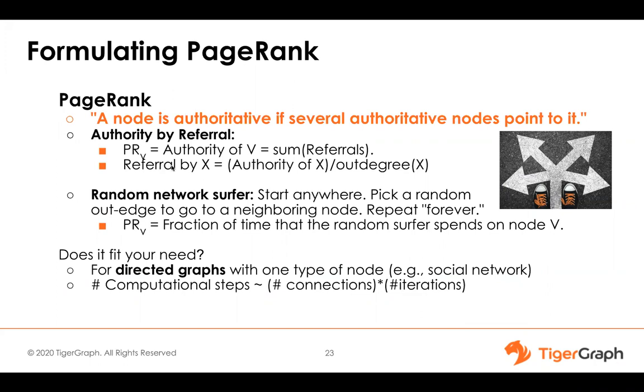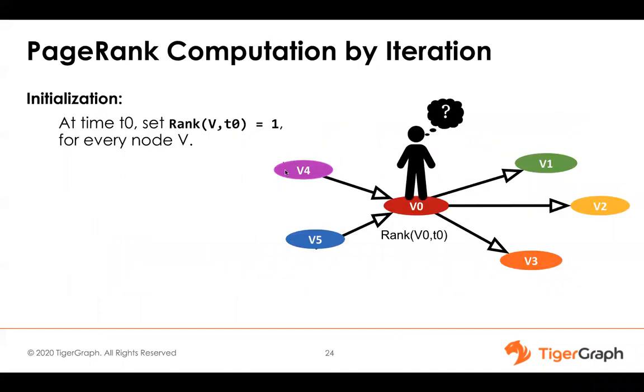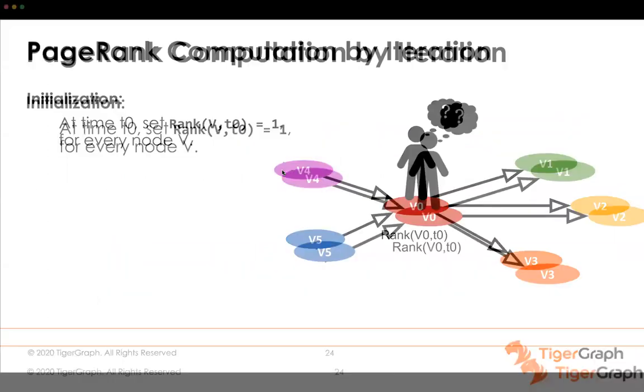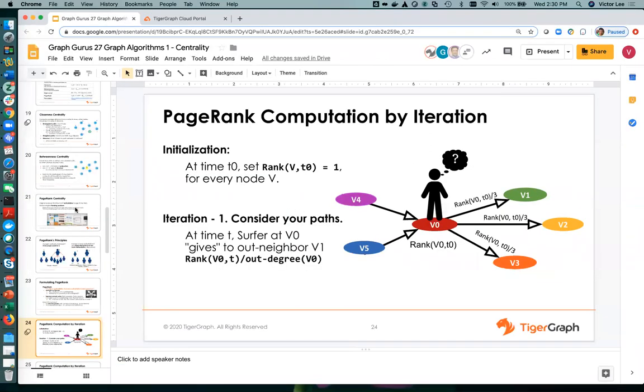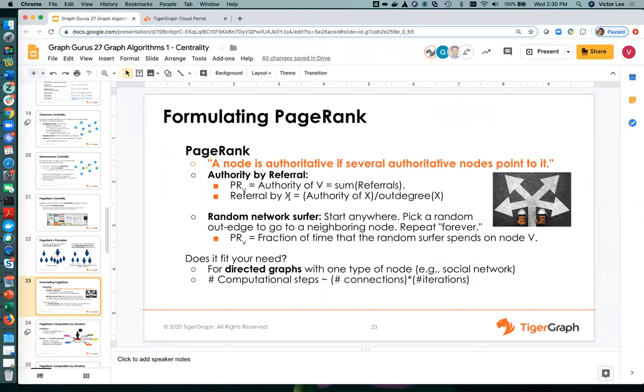So 2 principles, we encode them. The PageRank of V, which is the authority of V, is the sum of its referrals or referral strengths. Then what is the referral strength? The referral strength is the authority of, sorry, I didn't write that quite right. Let me see if I can edit the slide on the fly. Oh, it's a referral by X, but I didn't say to whom. So this is correct.